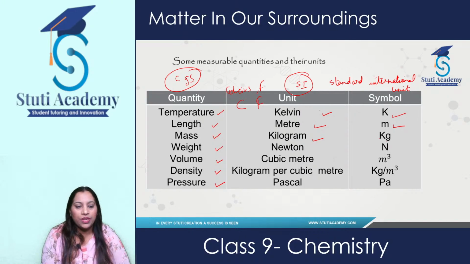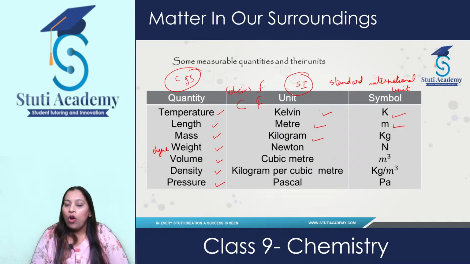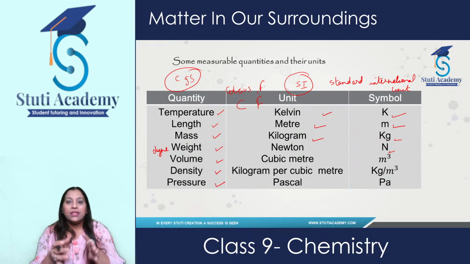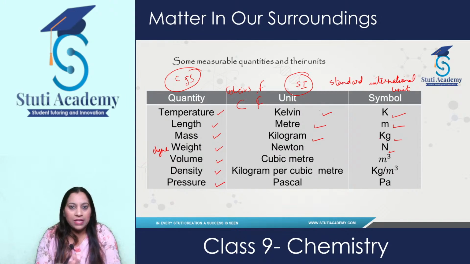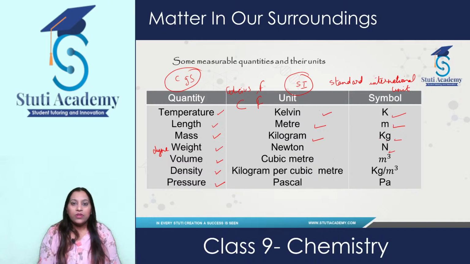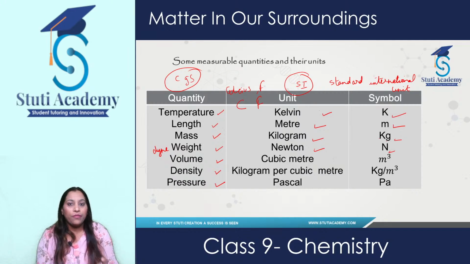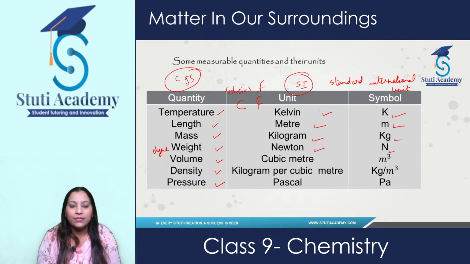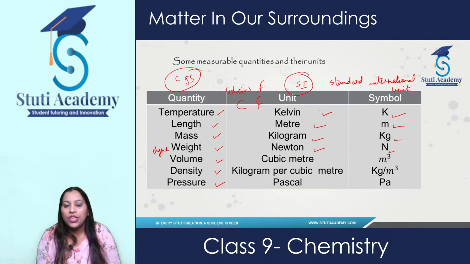Its CGS unit is Dyne. And the symbol of Newton is capital N. Weight is a kind of force that we will discuss in detail in forthcoming chapters. So it's a force, and that's why its unit is Newton, because the unit of force is also Newton. Now the next quantity is volume, and its unit is cubic meter.